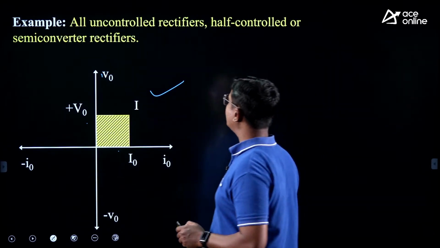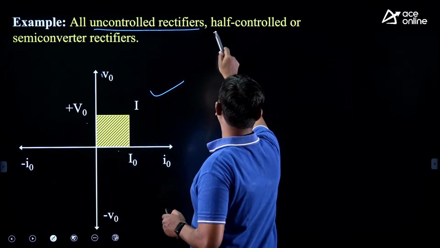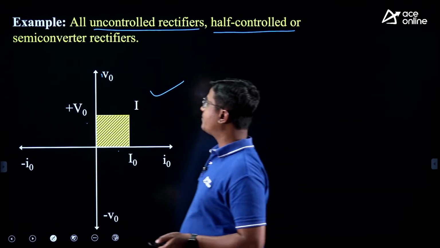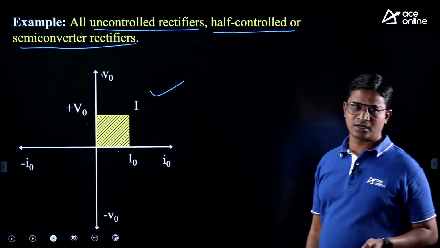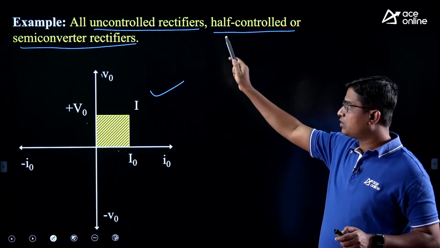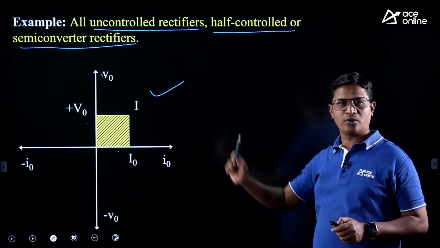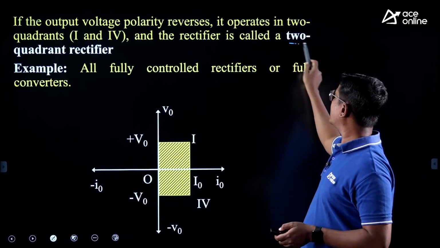And which converters give this type of output? Yes, we are having all the uncontrolled rectifiers and all the half controlled. Half controlled means what? Semi converters, na? Half controlled or semi converters all operate in the first quadrant. So be careful, uncontrolled rectifiers and your semi converters give only first quadrant operation. Next, 2 quadrant operation.